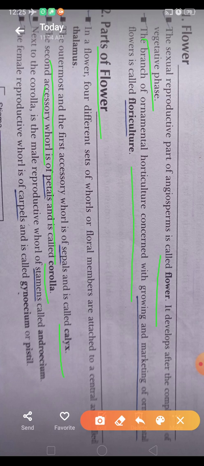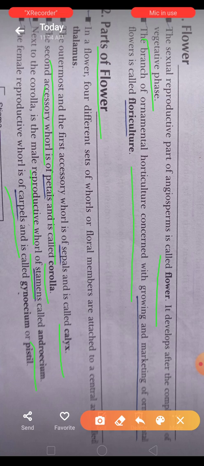The third part of the flower is the stamen. It is the male reproductive part of the flower. Stamens are also known as the androecium. After that, the fourth and last part of the flower is the carpels, and the carpels are also known as the gynoecium or pistil. So these are the four parts found in the flower.